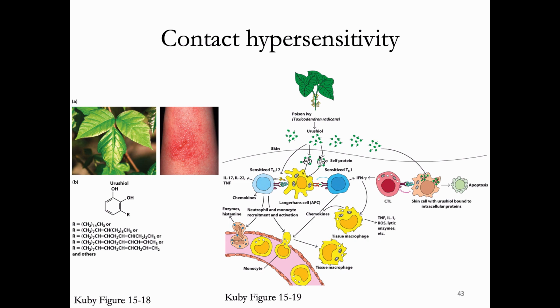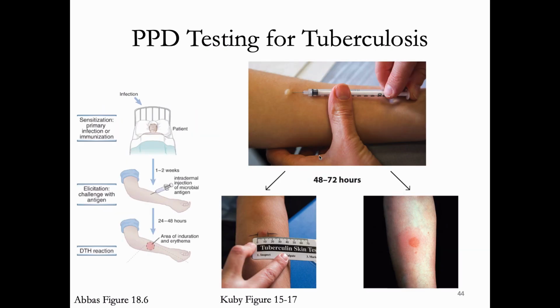So there's one other really famous type 4 hypersensitivity response that many of you probably have or will encounter in your life. And this is known as a PPD, which is a test for tuberculosis.